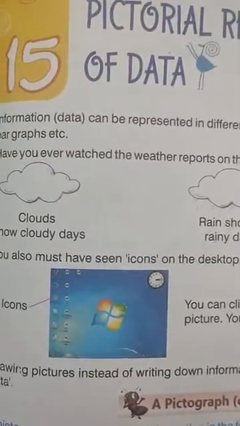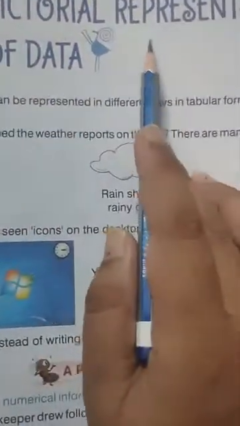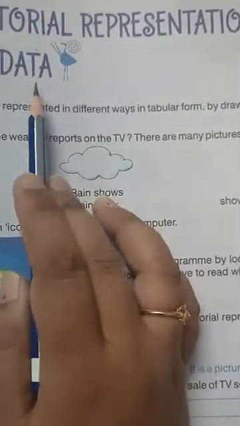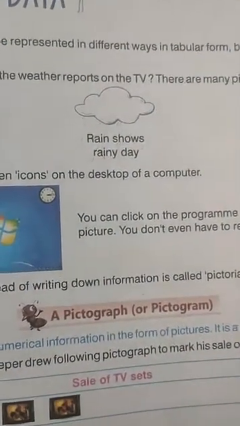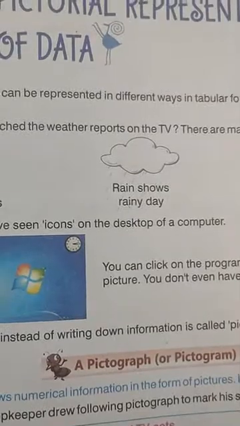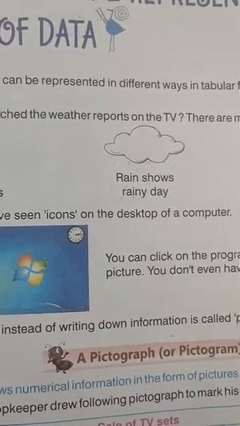So today we are starting with a new chapter, chapter number 15, pictorial representation of data. That is, we will represent our data in the form of a picture. Okay, that you will do in your book. Okay beta, so we are starting with the exercise. I will explain each and everything there.